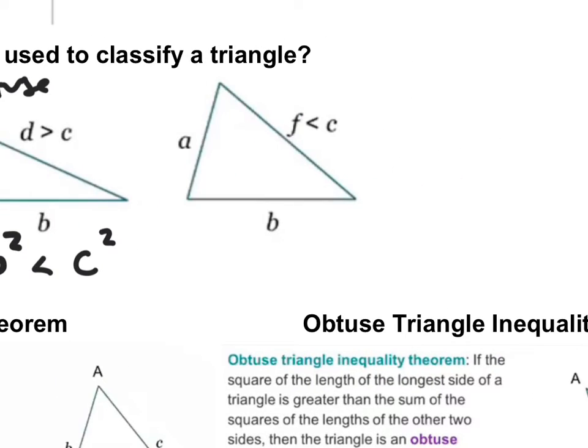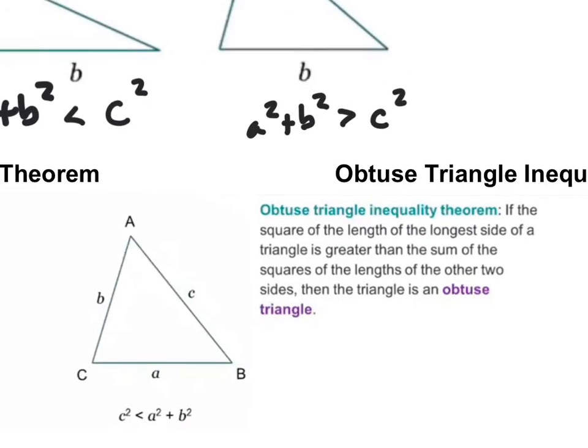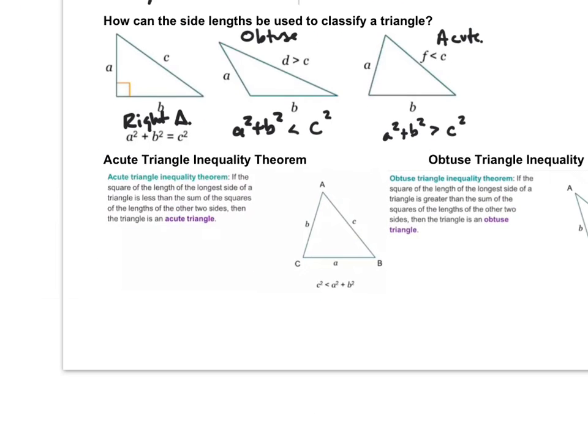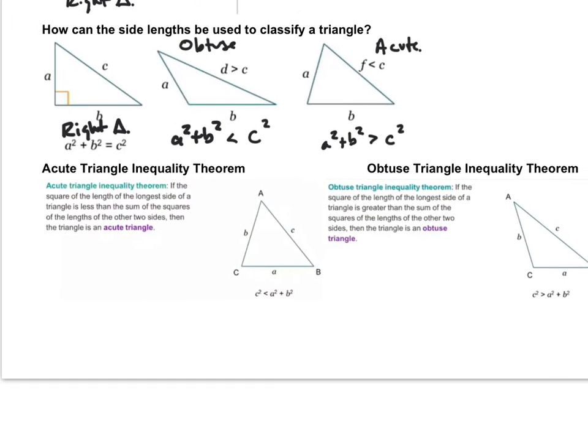If I take a squared plus b squared, and I know that it is greater than the other side, c squared, then I have an acute triangle, okay? So that's the idea, and those theorems are written down here.